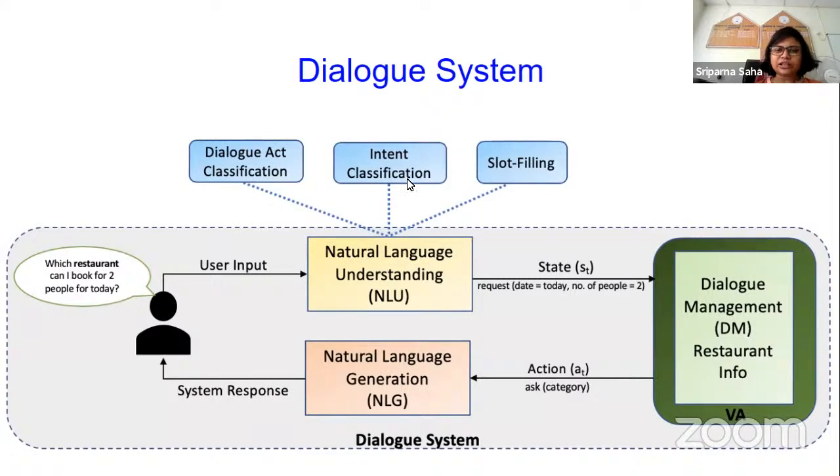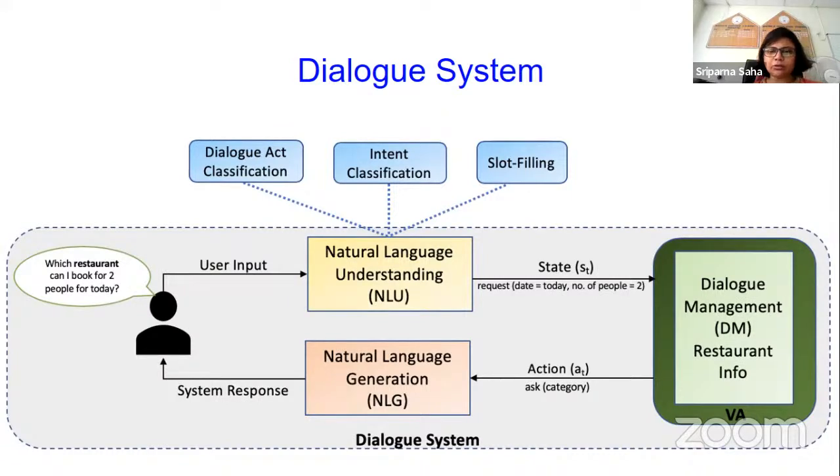Now, intent classification is basically to identify the communicative intention of the user. For example, here the user's intention is booking a restaurant. The user wants to book a restaurant, so the intent classification will try to find out the intent as booking a restaurant.